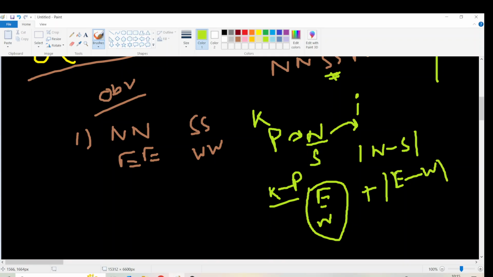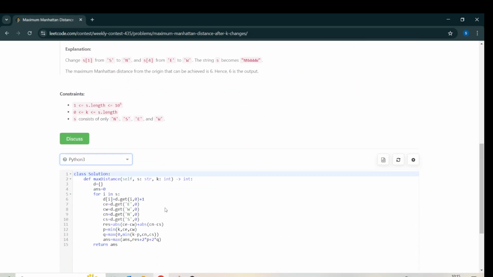So we'll iterate over every I index from start to end. We'll try to count north, south, east and west, and we'll try to perform k operations at a specific index. So let's jump into the code, you will understand it better. So d is our frequency array. We are maintaining the frequency of north, east, west, south till this index I. So we have found our count of east, count of west, count of north and count of south.